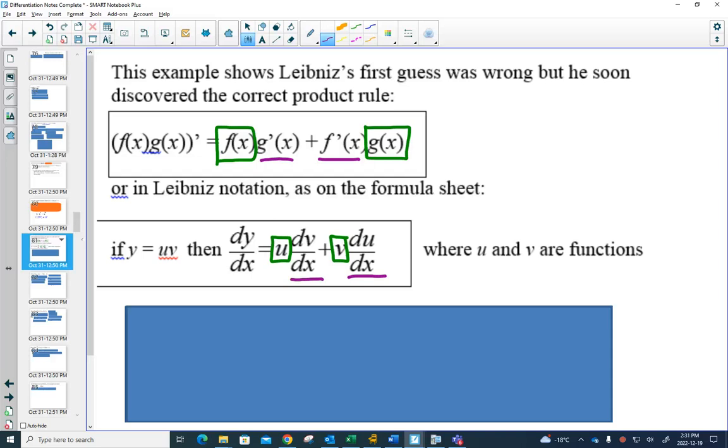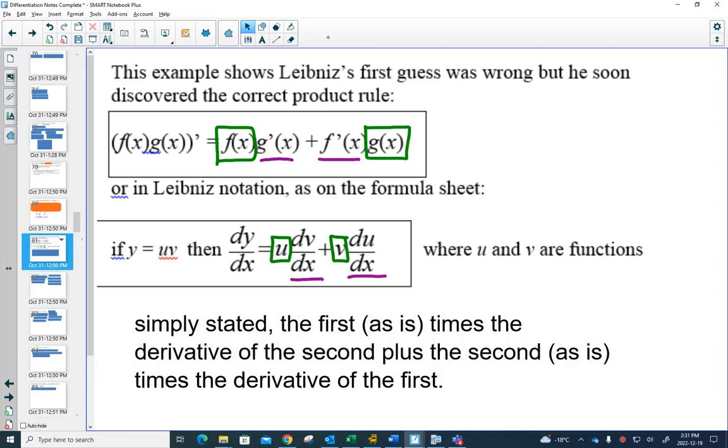Can you see that because you're adding, it doesn't matter which one you keep the same first? Keep one the same, multiply the derivative of the other one, and then add. Keep the other one the same, multiply by the derivative. So that's what I'm basically saying here. Keep one the same times the derivative of the second. Keep the other one the same times the derivative of the first.